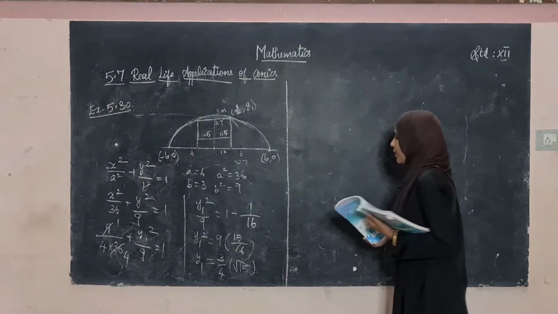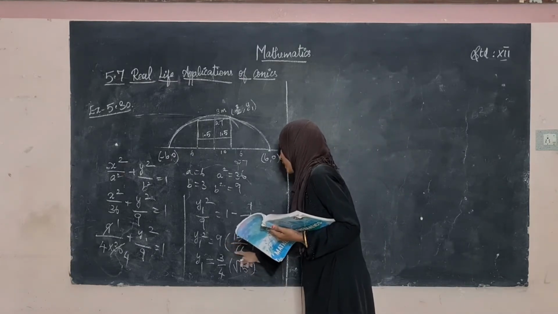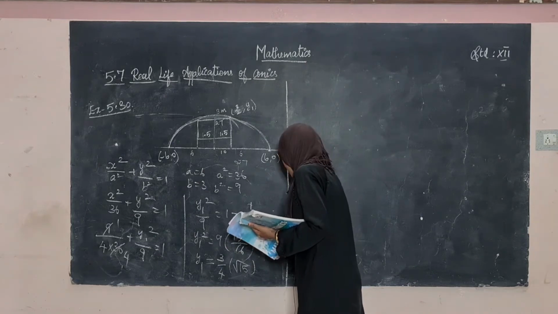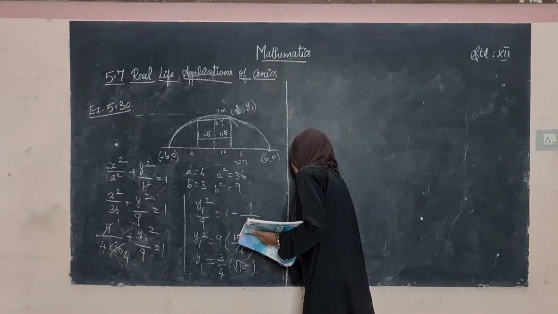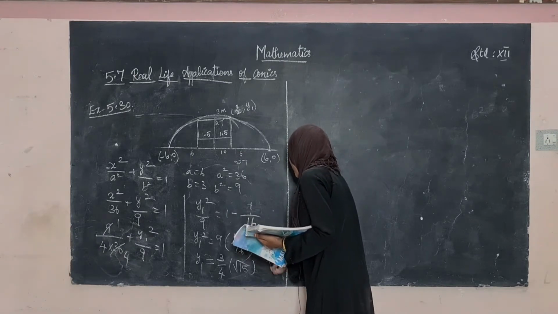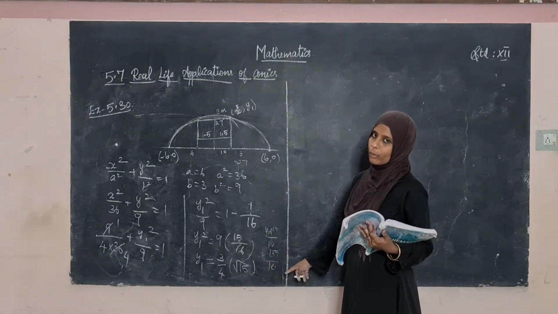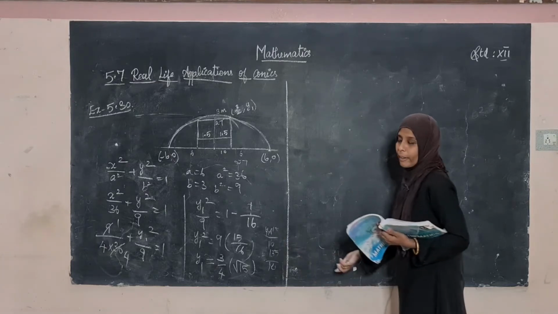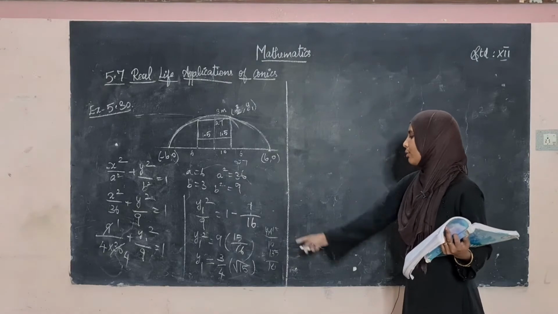You can find the value of root 15. Otherwise, you can take it like this. See, 9 into 15 divided by 16. What is 9 into 15? In your book, they have taken it like this: 135, divided by 16. On taking square root, it will be root of 135 divided by 4. You have to find the square root of 135. So instead of that, I took it like this, 3 divided by 4 into root 15.